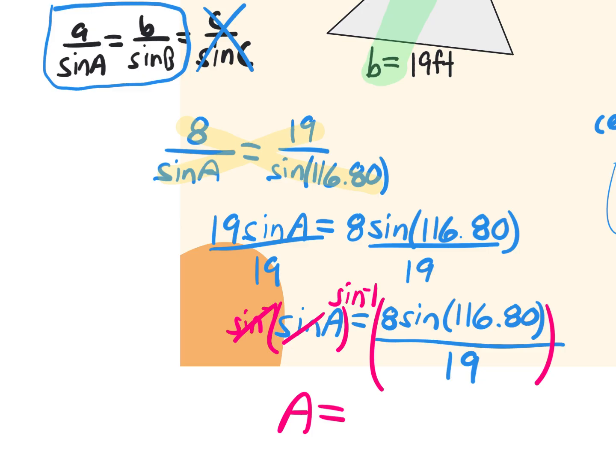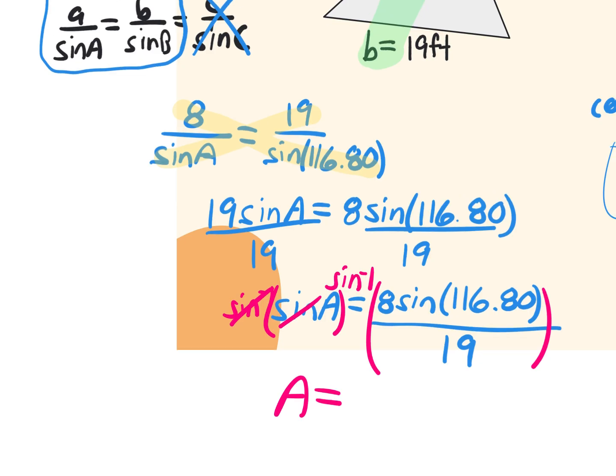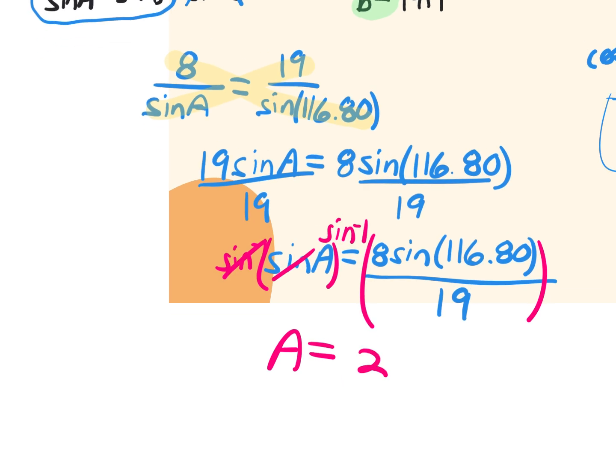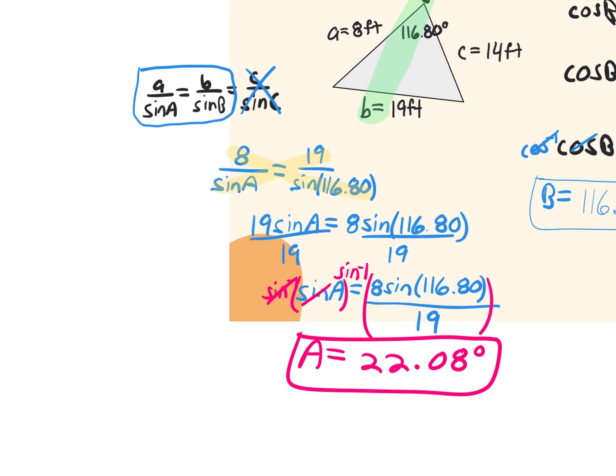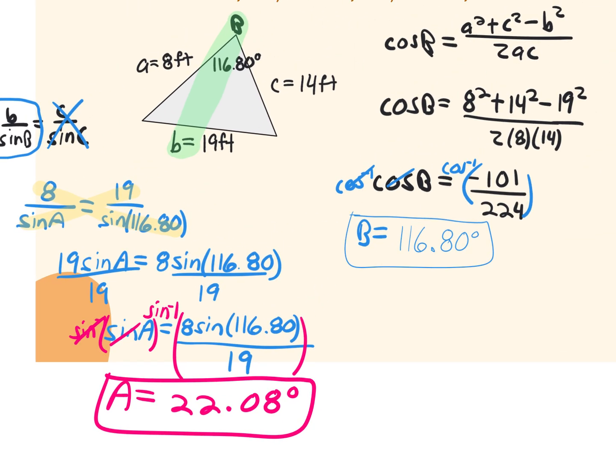So we're going to do sine inverse, right? So do second sine, and then do 8 sine of 116.8, and then close the parentheses, divide it by 19. We should get the same thing. I got 22.08 degrees. All right, so what I just did, law of sines, we did that yesterday. The new thing that we did was the law of cosines, the first part of it, finding angle B.